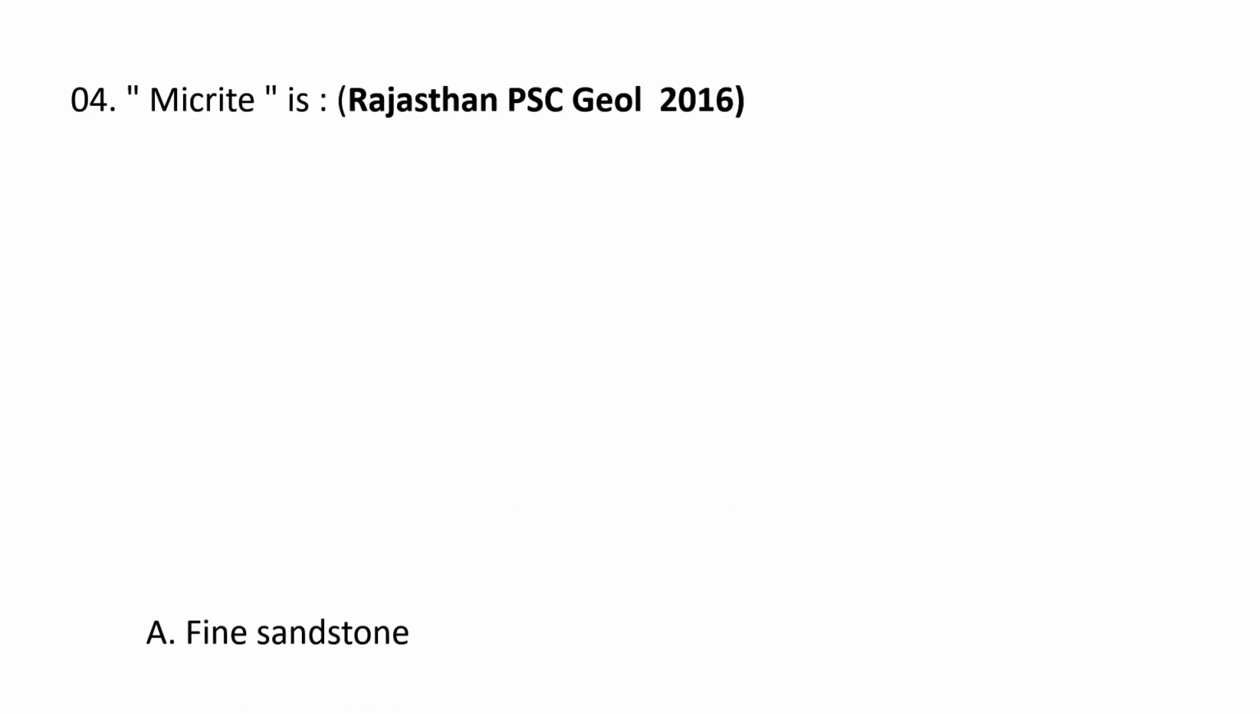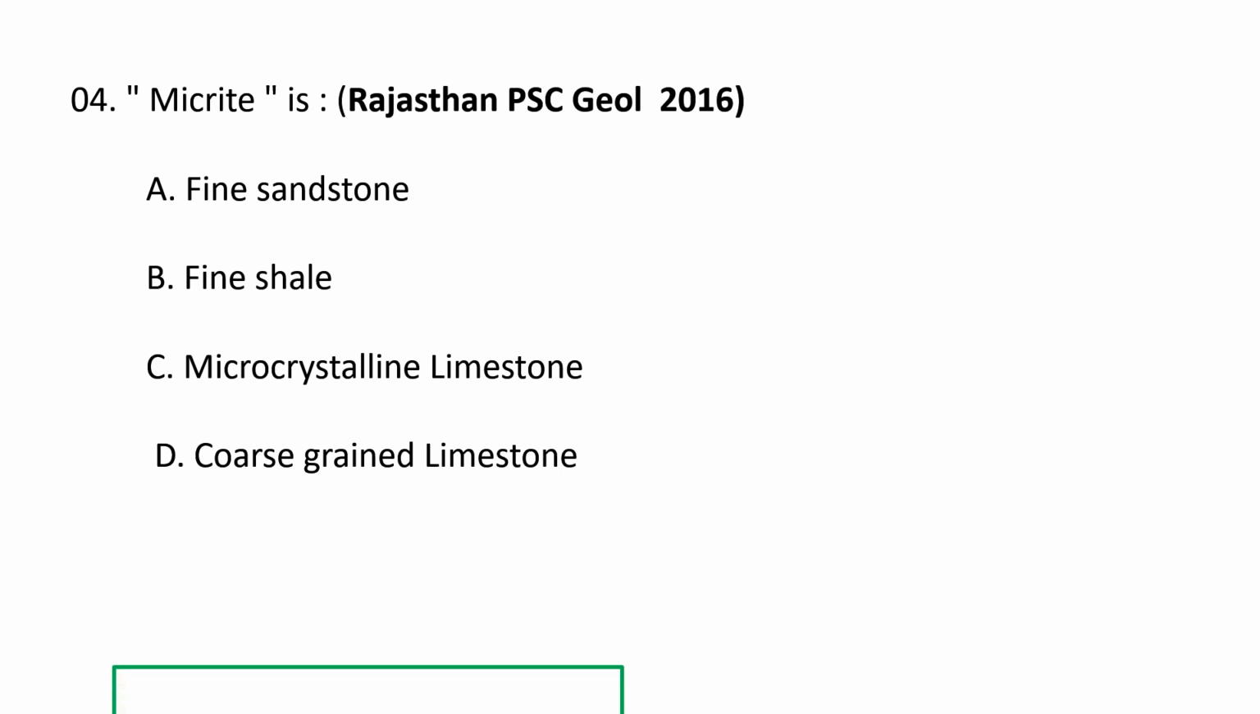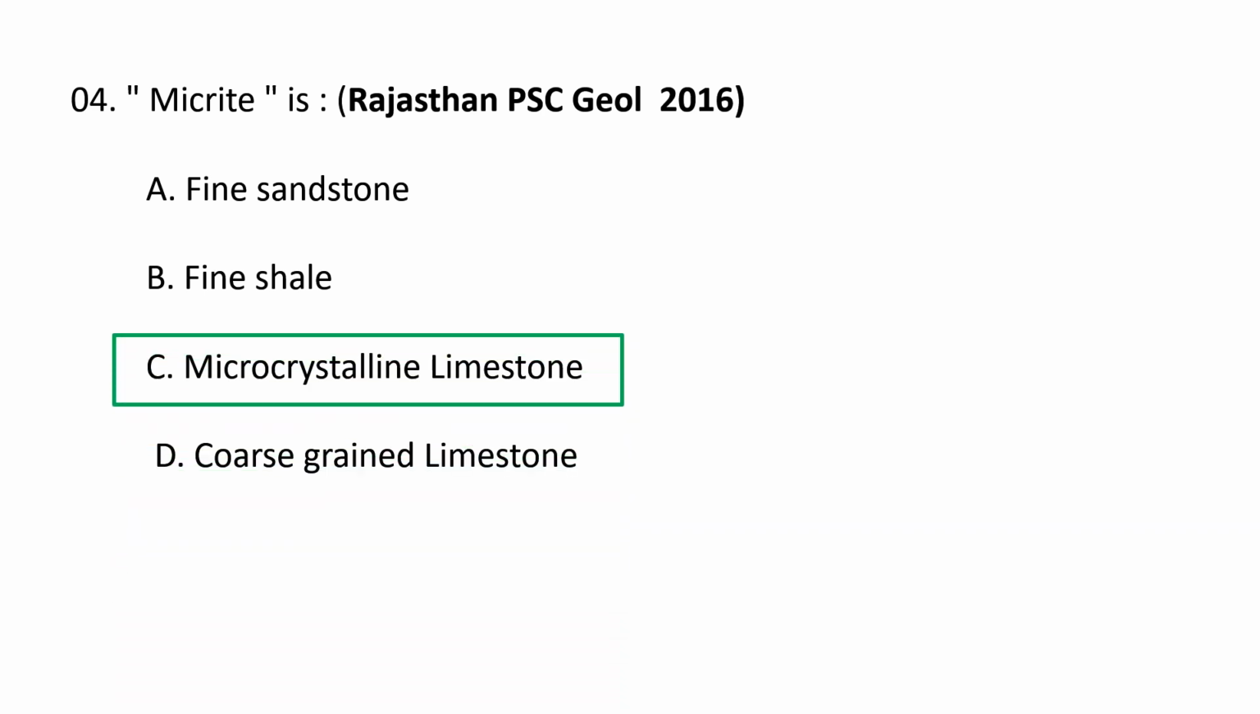Next question. What is micrite? Micrite is A. Fine sandstone, B. Fine shale, C. Microcrystalline limestone, D. Coarse grained limestone. So micrite is known as a microcrystalline limestone. Micrite is a textural term for microcrystalline carbonates that are less than 4 micrometers in size, and it is also a type of carbonate rock made up of calcareous particles which are between 0.06 and 2 millimeters in diameter. Micrite can be found as a matrix in carbonate rocks, or as micrite envelopes around allochems. So micrite is known as a microcrystalline limestone. C is the correct option.